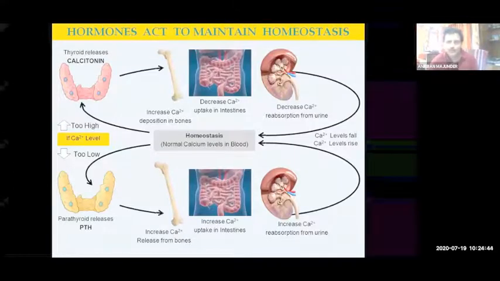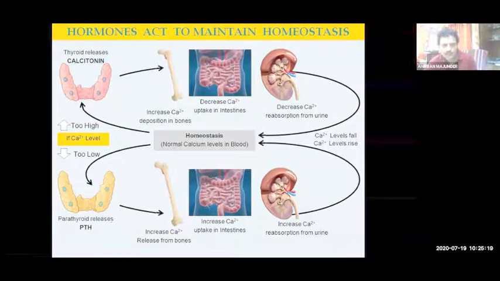So, the three hormones, three organs. Now whenever the calcium level goes up, what will happen? It will suppress the PTH and release calcitonin. It will influence the calcium to go inside the bone, decrease the calcium uptake by the intestine, and decrease the calcium reabsorption from the urine. On the other hand, if the calcium level goes down, then the parathyroid hormone is secreted, which releases the calcium from the bone.